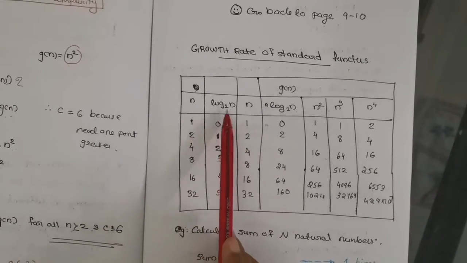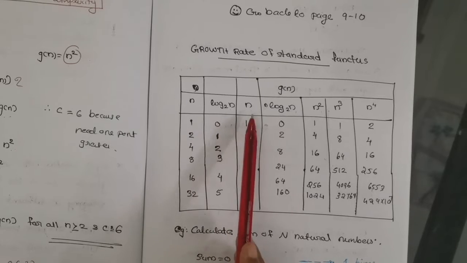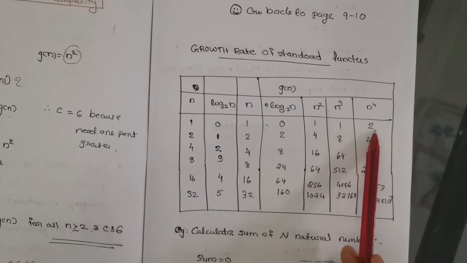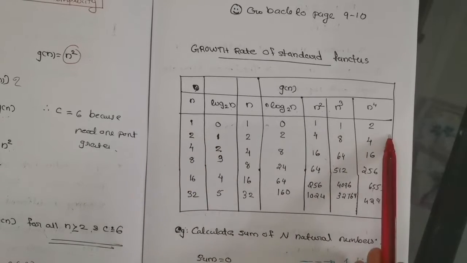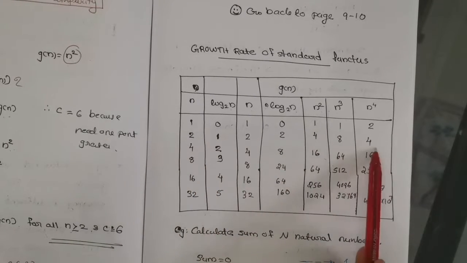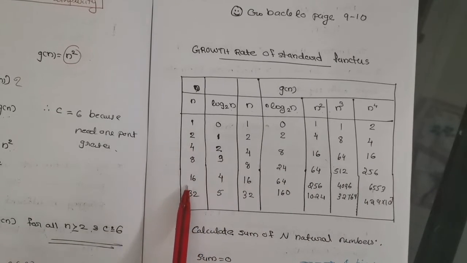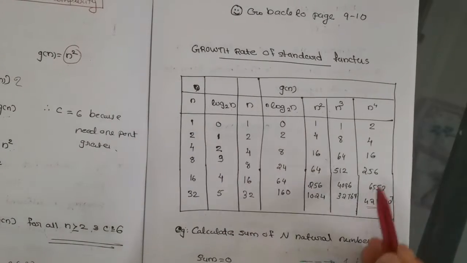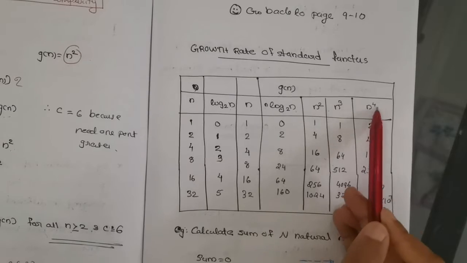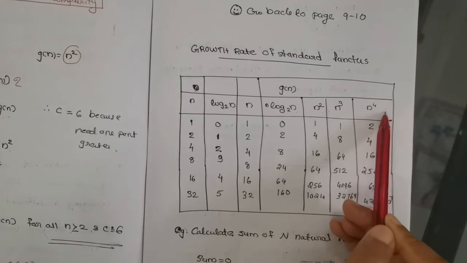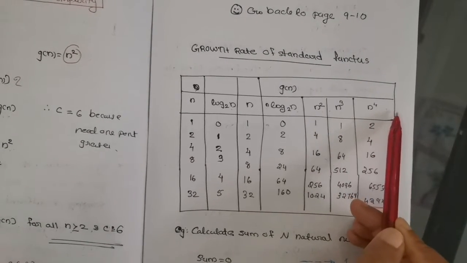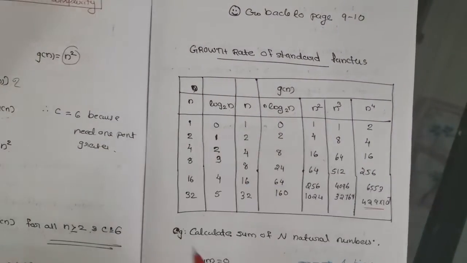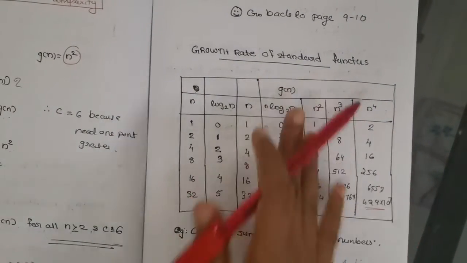So, log 2 of 1 means 0. Here 1. Log n is 0, n square is 1, and so on. But this is the first condition. You can see here, if n is increasing, this value is higher. So, we can tell that this function is growing faster. N raised to the power of n is growing faster. This is lesser as compared, here it is lesser. So, definitely you want to know this thing.